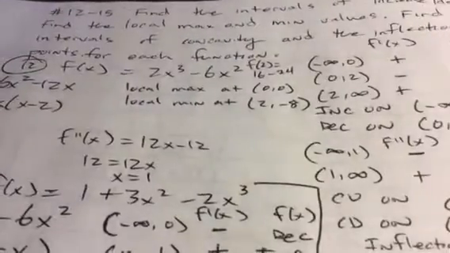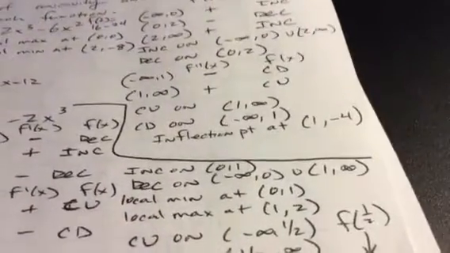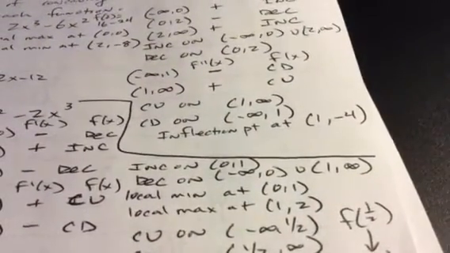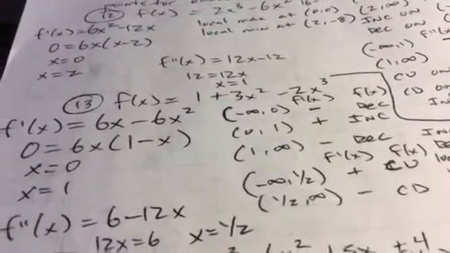I plug 1 into the original. I always plug it into the original. I get 2 minus 6, which is -4. All right, so definitely want to know how to do that type of question in its entirety. So honestly, after that, I'm just going to go through how you do the rest.